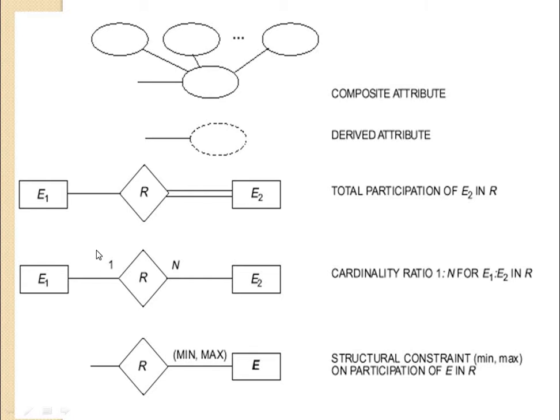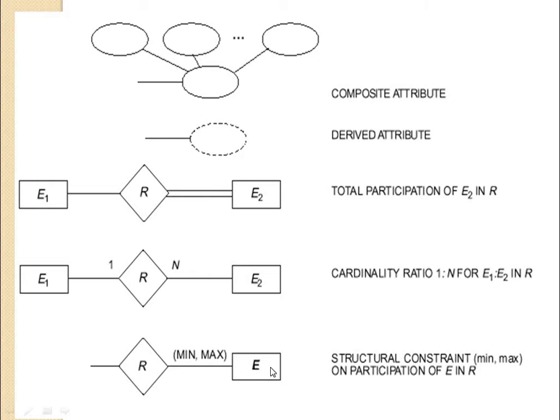It is represented by writing 1 and n on the straight lines of the relationship type between the entity types. So this is the cardinality ratio 1:n for E1 to E2 in R, and it is represented like this. Similarly, we have the min-max type. Min-max means the structural constraint of min-max on participation of E in R.